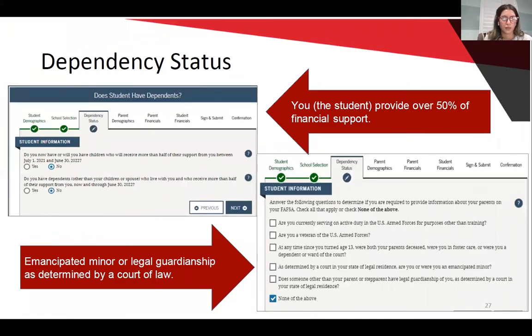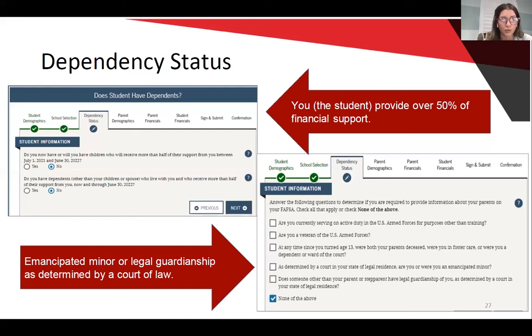Okay, continuing on with dependency status. You will then be prompted with questions regarding children or dependents. This can sometimes be a little confusing, but I can assure you it's not. You are going to select yes if you have any children and they're receiving more than half of their support from you, and if you're married, from you and your spouse. You're also answering yes if you're expecting a child who will be born before or during the award year, and you're providing half of the child's support.